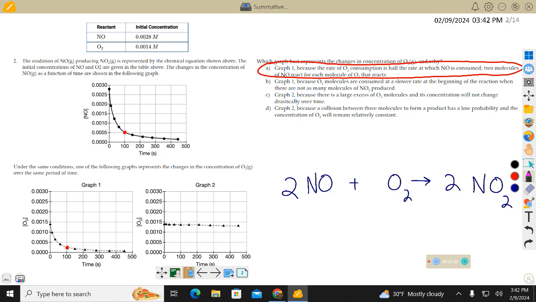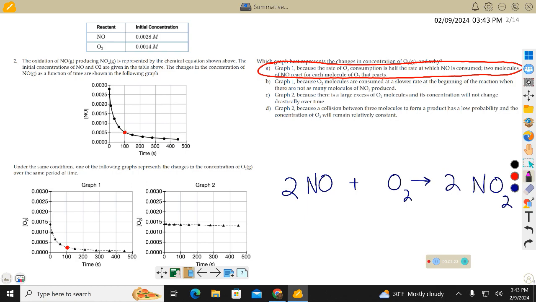Question number 2 gives you a lot of data for a pretty simple question. So we've got this reaction, NO reacts with oxygen, producing NO2. They're showing me the first graph of how the concentration of the NO reactant would decrease over time, which it would. Obviously, the reactants are consumed over time, so the concentration should decrease.